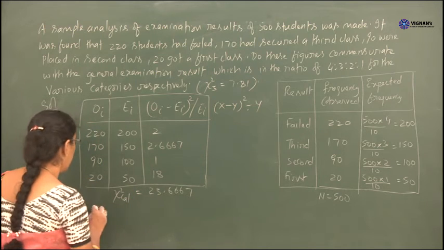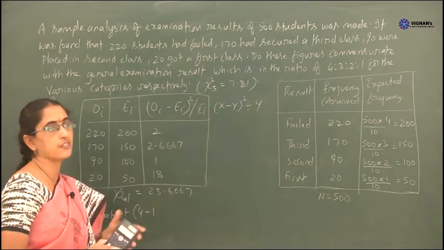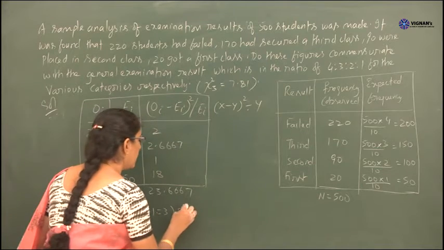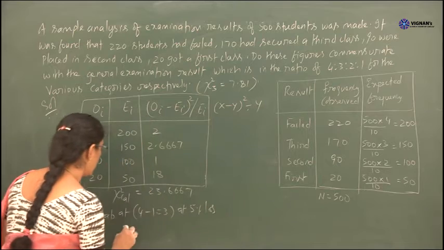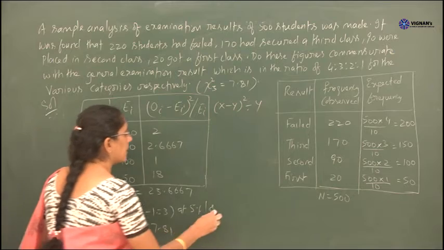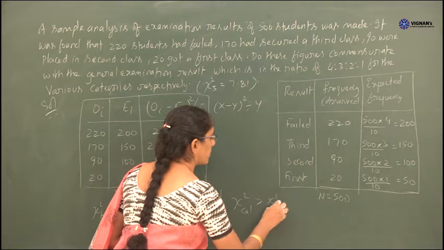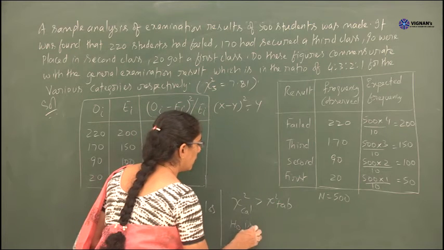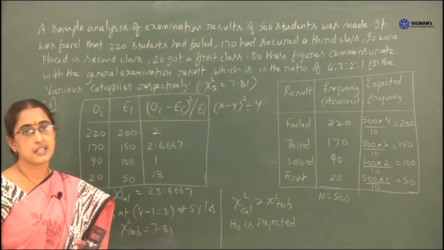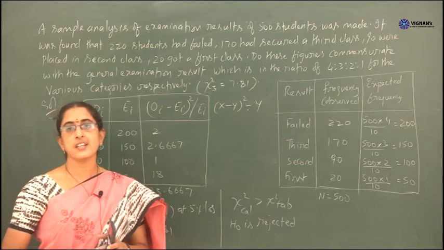Now we have to obtain the chi-square tabulated value at 4 minus 1, because we have 4 observed frequencies, is equal to 3 degrees of freedom. Level of significance is not mentioned, so consider 5% level of significance. So chi-square tabulated is 7.81. So chi-square calculated is greater than chi-square tabulated, so H0 is rejected. H0 is rejected means the observed result does not commensurate with the general examination result. So that is the conclusion for this problem.